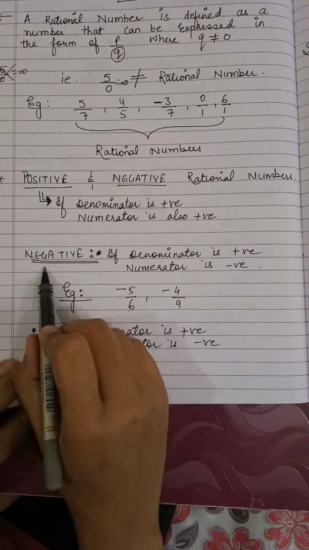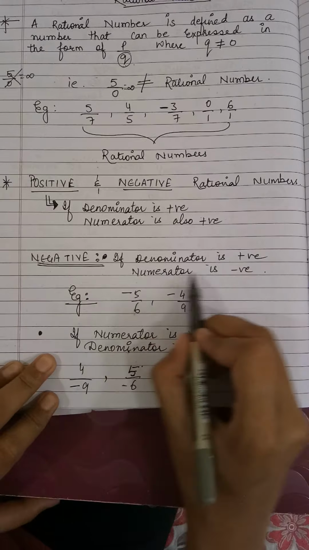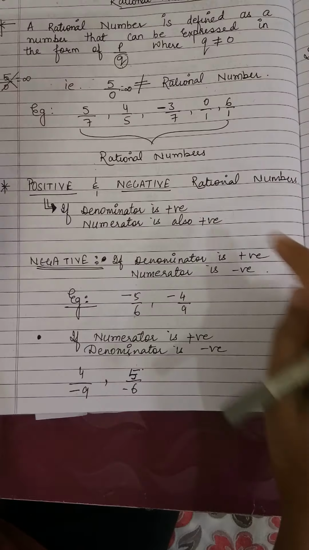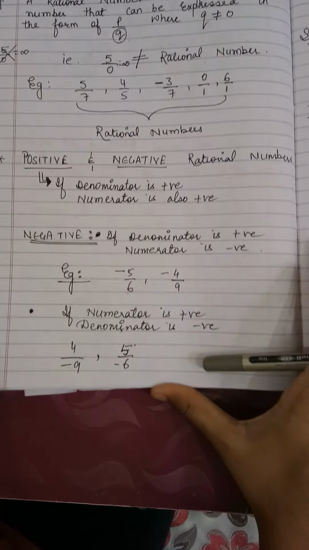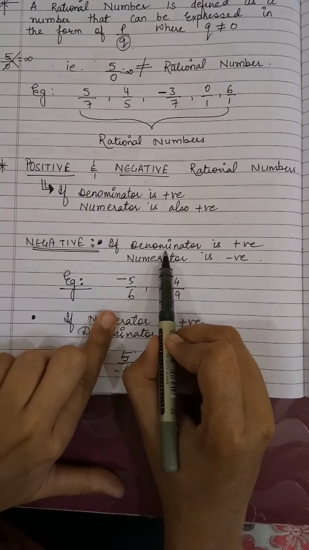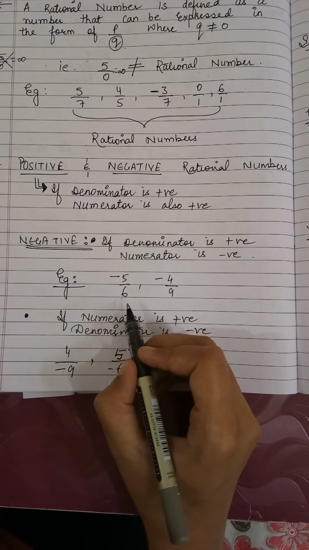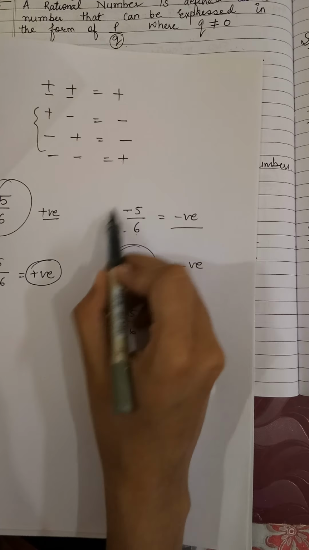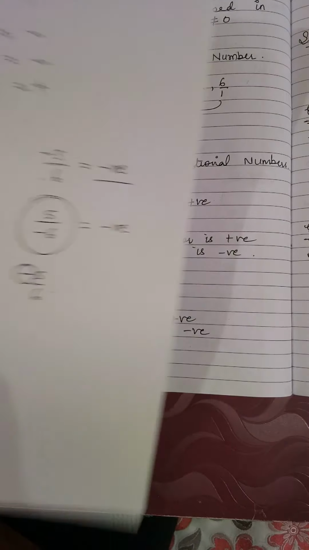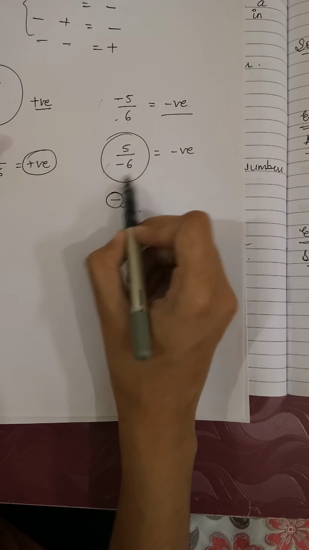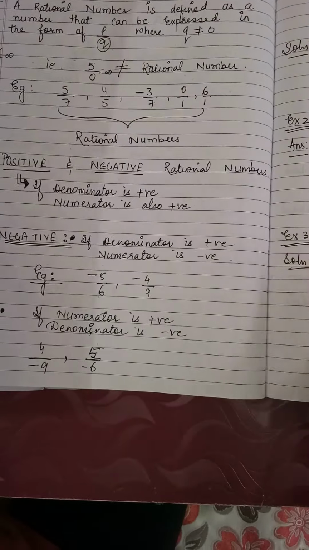What is written here? Negative if the denominator is positive and the numerator is negative. All this I have summarized here. This is just the written part, how it is written. A number is negative when the denominator is positive and the numerator is negative. Similarly, if the numerator is positive and the denominator is negative, that means it will be negative. So that's how we are going to write the negative.